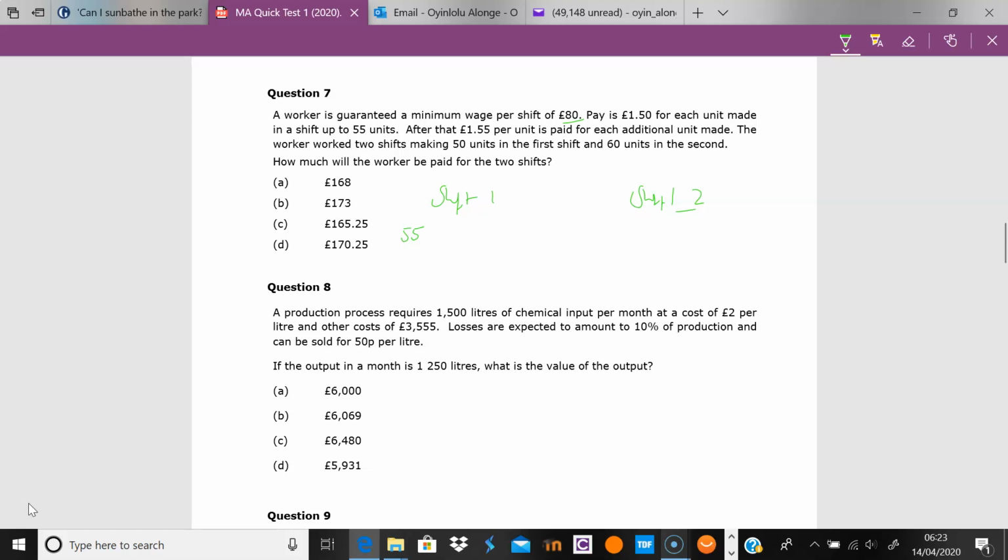There we are, that's right. But you're guaranteed 80. Sorry, £80. So why am I writing £50? You're guaranteed up to 55 units, and after that, it's £1.55 for everything over 55 units.